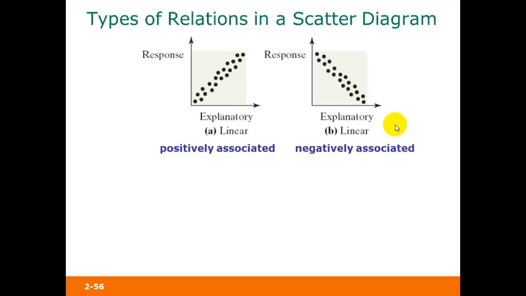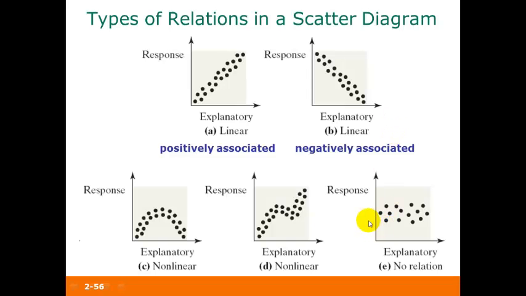Now, some other types of relationships we can see from scatter diagrams. In this one, it looks like there's a relationship, but it's not linear. It doesn't have a straight line pattern. This one also shows some type of relationship, but it would not be a linear one because this is not a straight line pattern. And in this last one on the right, there doesn't seem to be any relationship between the variables, linear or not.